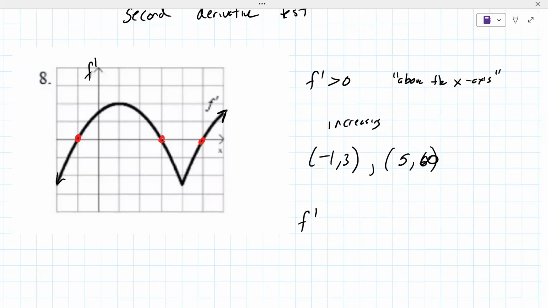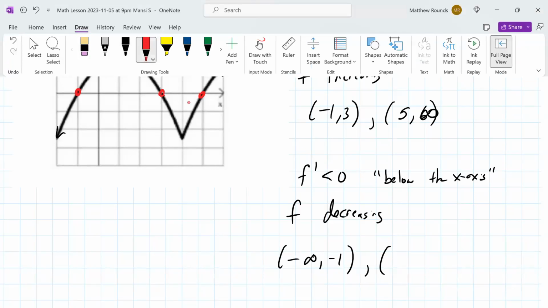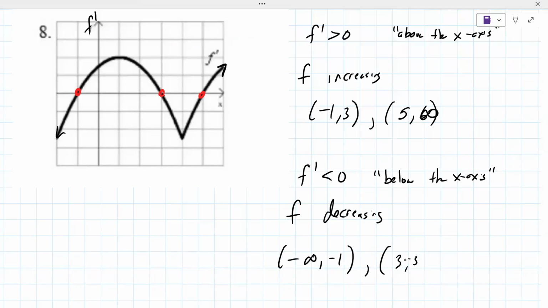Similarly, when the derivative is below the x-axis, it's decreasing. The original function, so f, is decreasing. So it's decreasing from -infinity to -1. From 3 to 5, it is also decreasing.